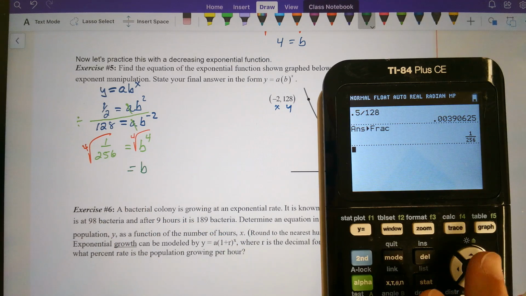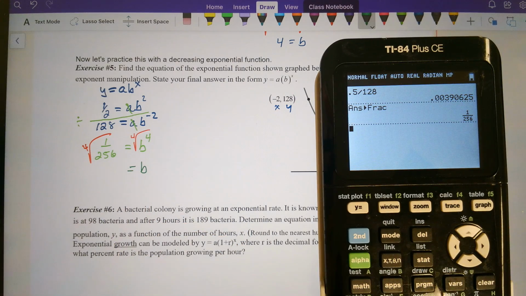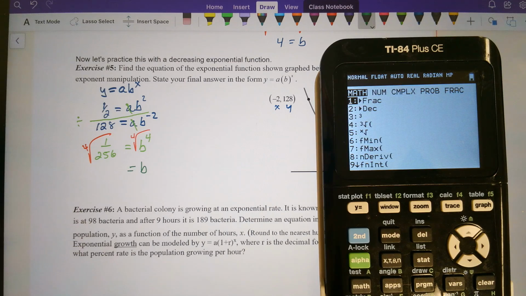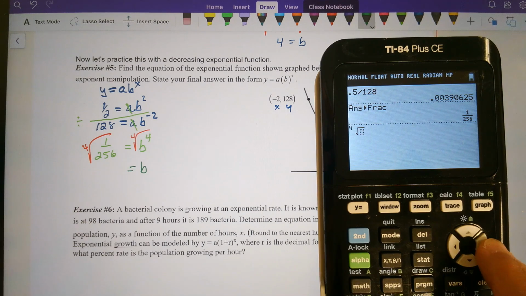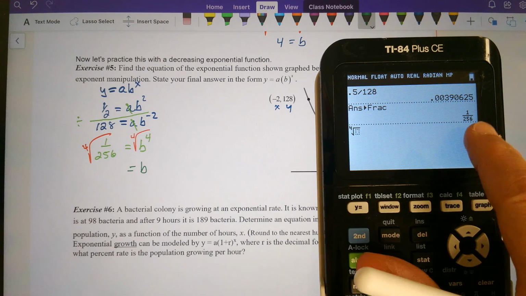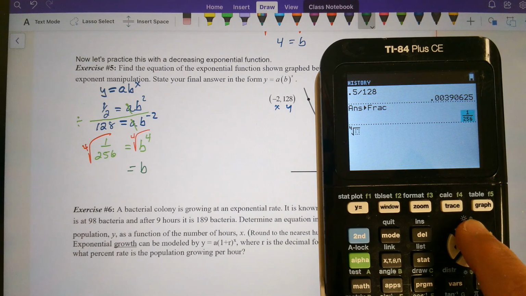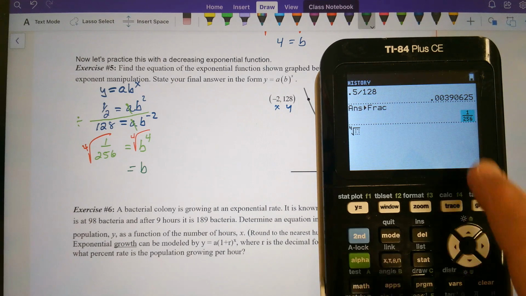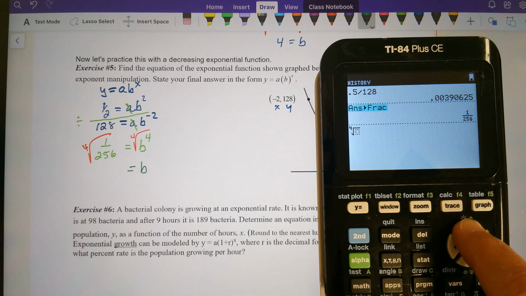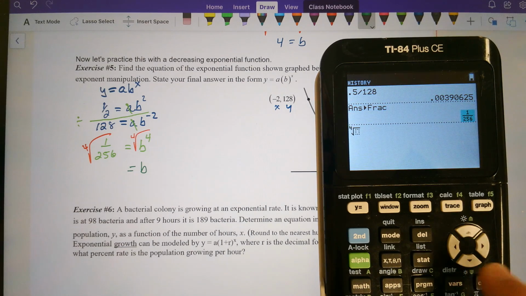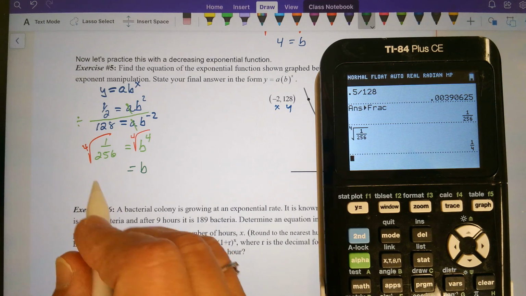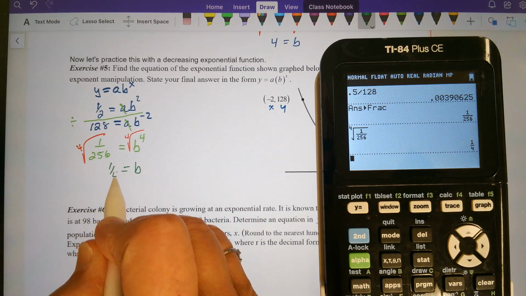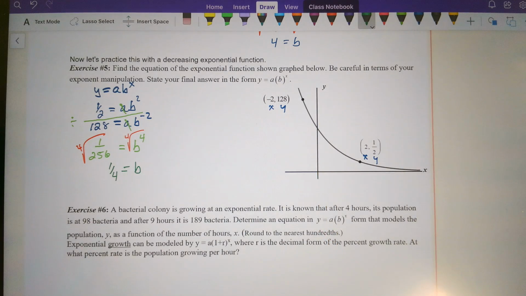B equals, okay, so calculator, math, number 5, the 4th root, and I have the fraction up there. I'll just arrow up and grab that, or you could arrow up to the decimal and grab the decimal. Either one will work. And enter, 1/4. So B equals 1/4. Does that make sense?